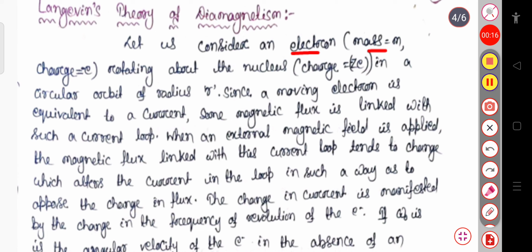In this lecture we will see the Langevin's theory of diamagnetism. So let us start with our topic, Langevin's theory of diamagnetism. Let us consider an electron having mass m and charge equal to minus e, and it is rotating about the nucleus. Suppose this is a nucleus, surrounding this nucleus electrons are revolving, and the electron revolves in a circular orbit of radius, suppose, r.